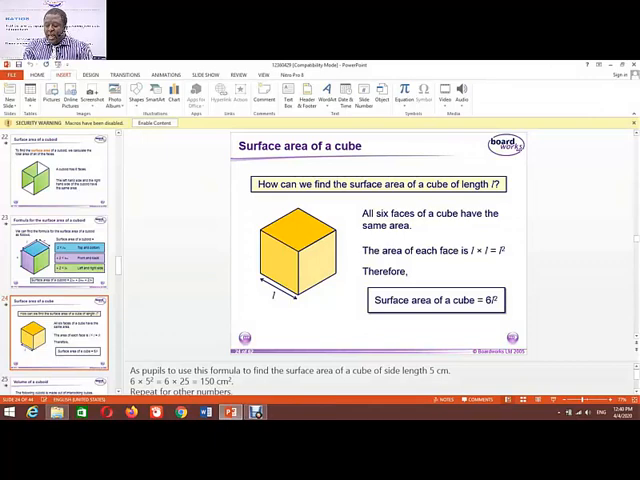Surface area of a cube. All 6 faces of a cube have the same area. So the area of each face is L times L, which is L squared. Therefore, the surface area of a cube is equal to 6L squared.